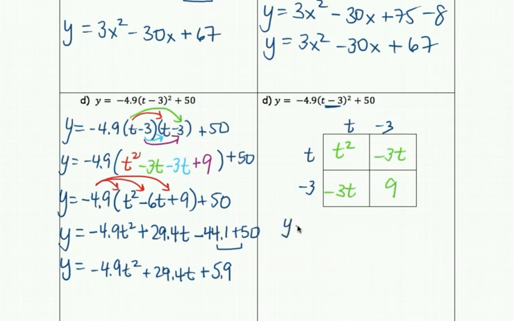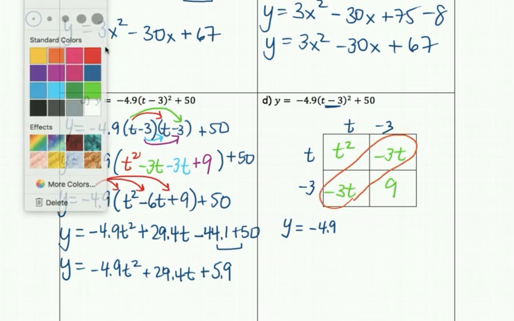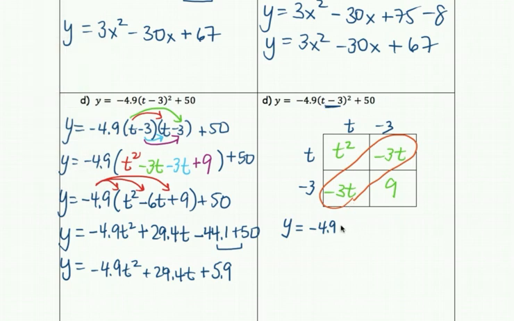Now that we've taken care of this here, we're going to take it out of the box and rewrite it. Again, reminder, add these up. The -4.9 stays outside. Now we're going to write everything in the box in here. So t squared, -3 and -3 makes -6t, plus 9. Everything's coming out of the box. Now write everything that we left behind, so the -4.9 and the +50.